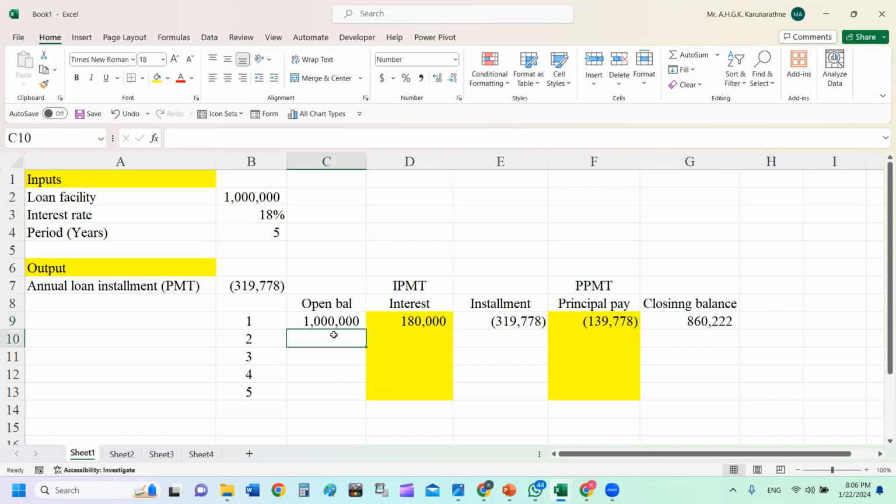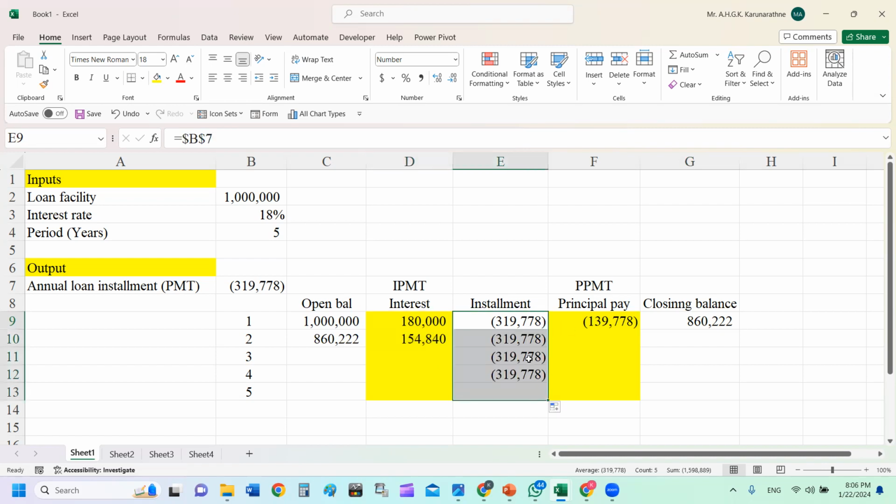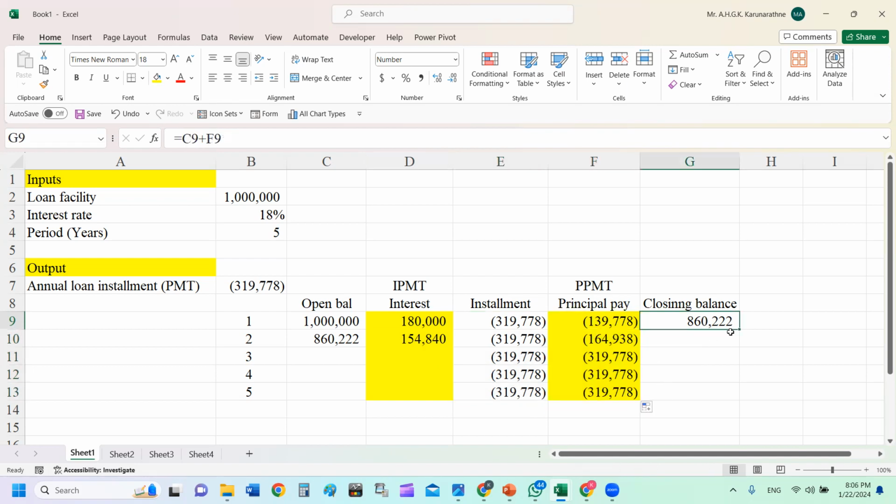Then very easy: next period open balance will be equal to the last period closing balance. Enter. Then just drag this formula. Then this is the interest for the next period. Just drag the installment for the whole 5 years. That's constant. Installment is fixed. And principal payment, just drag it like this for all the periods. And closing balance, drag it like this.